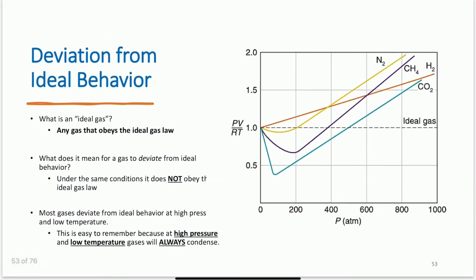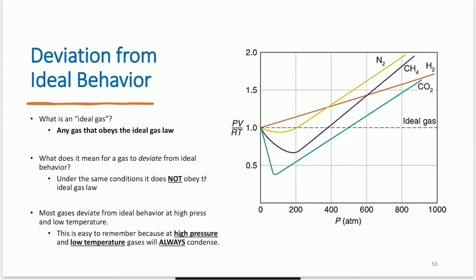What is an ideal gas? Well, an ideal gas is any gas that actually obeys our ideal gas law. It's behaving in an ideal fashion. So what does it mean for a gas to deviate from ideal behavior? It means under the same conditions, it does not obey the ideal gas law. Most gases will deviate from ideal behavior at high pressure and low temperature.